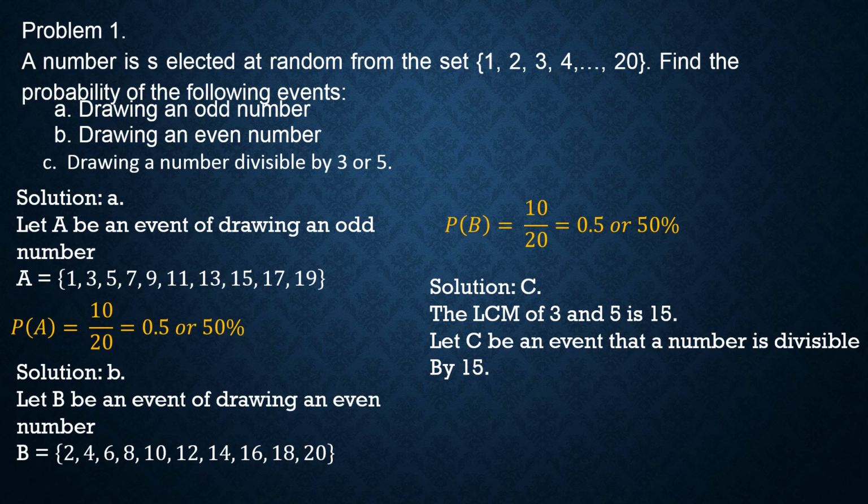So we have here, let C be an event that a number is divisible by 15. Okay, because that is common between 3 and 5, using the concept of LCM. So therefore, C has only one element, 15. So therefore, the probability of C is equal to 1 over 20, which is equal to 0.05 or 5%.